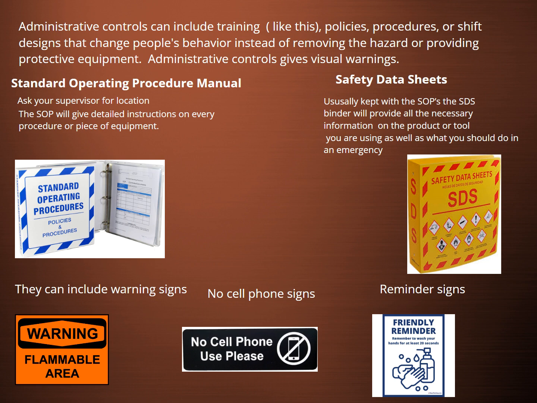Ask your supervisor for the location of the SOP. The SOP will give you detailed instructions on every procedure and piece of equipment. Safety data sheets. Usually kept with the SOPs, the SDS binder will provide all the necessary information on the product or tool you are using, as well as what you should do in an emergency.